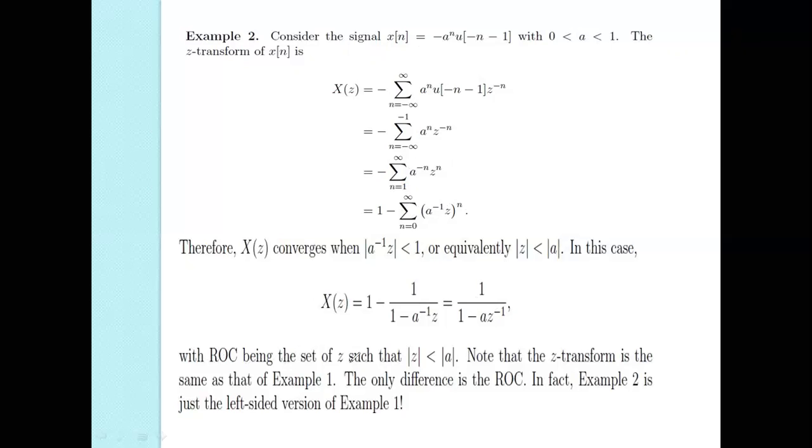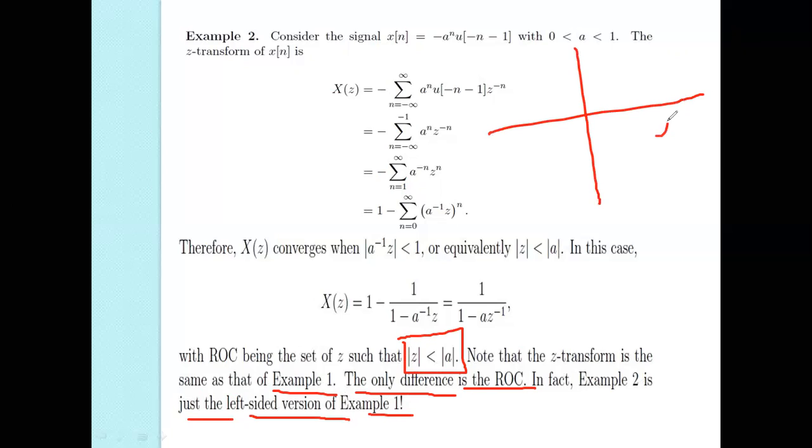With the ROC being the set of z such that z is less than a. Note that the Z transform is the same as that of example 1. The only difference is the ROC. In fact, example 2 is just a left-sided version of example 1. Right-sided means mu of n.